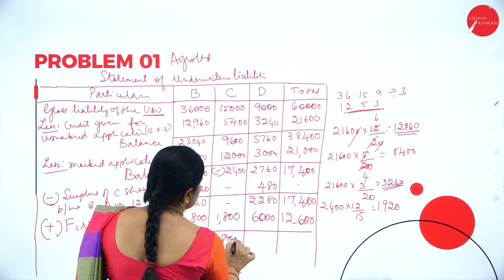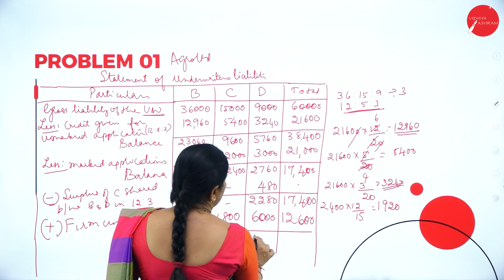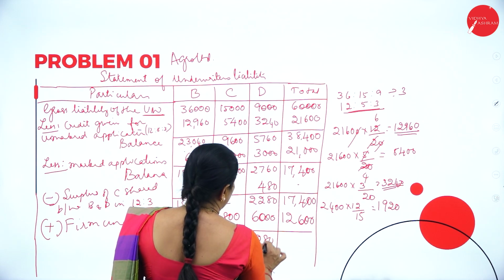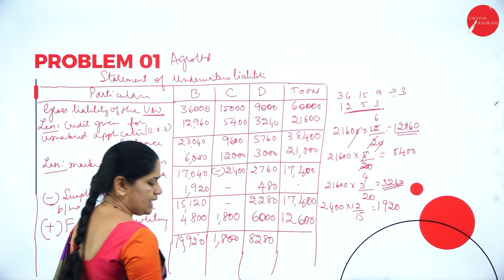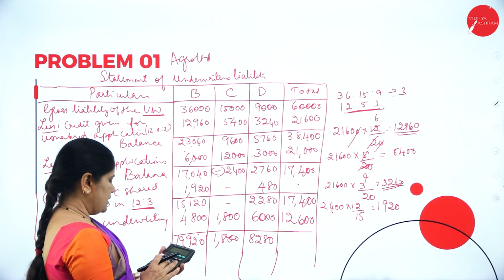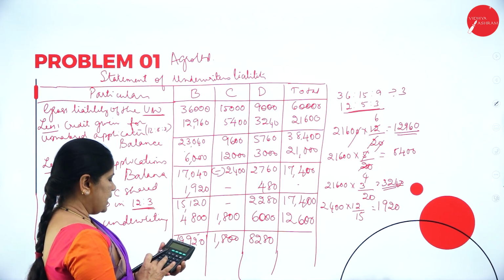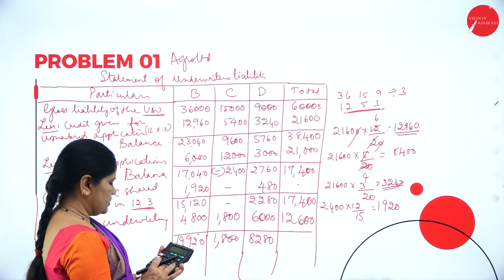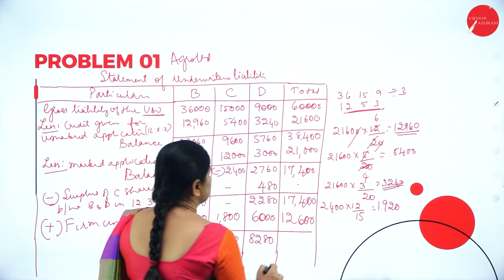So when I add this, I get the answer as 19,920, 1,800 and then 8,280. When I add all this, 19,920 plus 1,800 plus 8,280 comes up to 30,000.